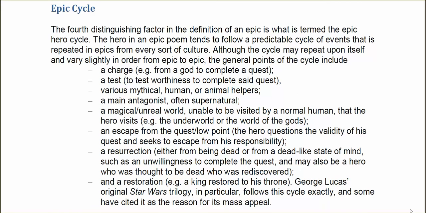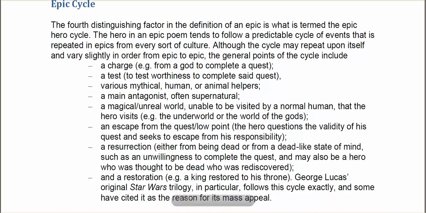And this is a list of actions and people and places that occur in epics all over the world. There's a predictable cycle of events that seem to happen. They don't always go in this order, but this is a kind of rough order, and we'll be looking at this more later in something called the hero's journey. We'll look at that later in the semester.